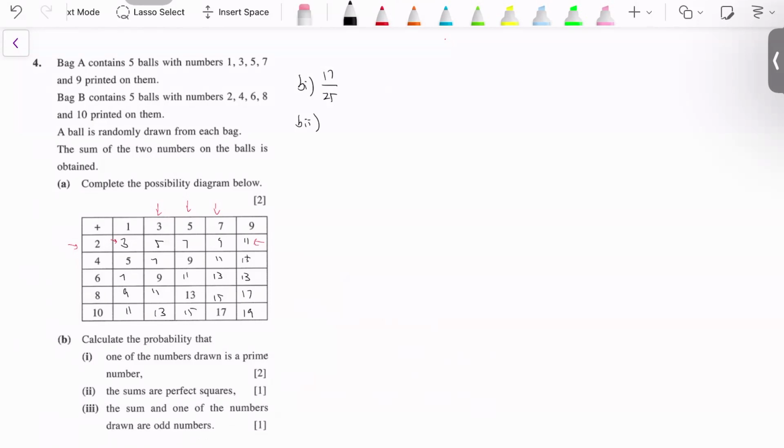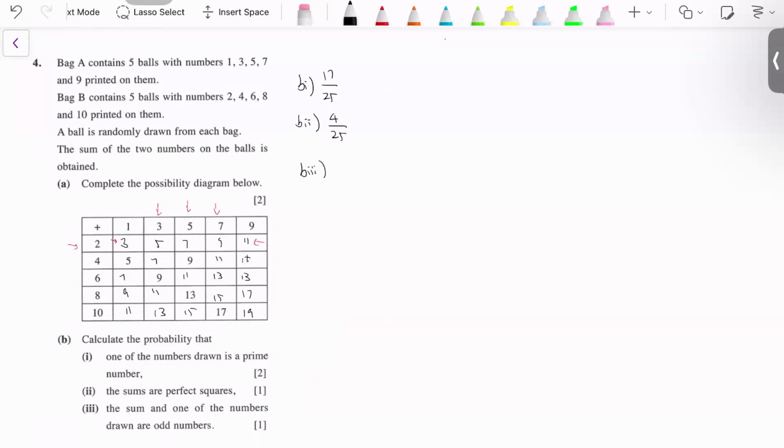Where ultimately the number 9, where there are 4 nines, and that's it. There's only one perfect square, which is 9, and there are a total of 4 nines. So in this case, 4 out of 25. That's our probability of it.